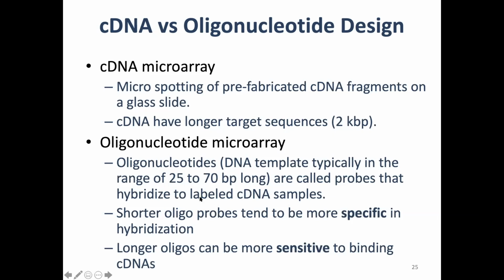And these oligos being shorter, they have more specificity. Shorter probes, definitely within these probes, 25 to 70, shorter probes will have more specificity. They are more specific in hybridization. They bind more quickly, right? They bind more rapidly.